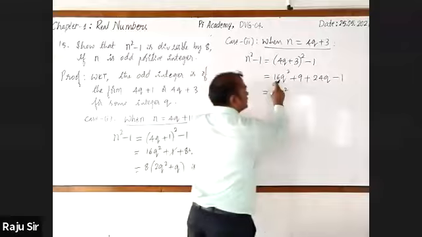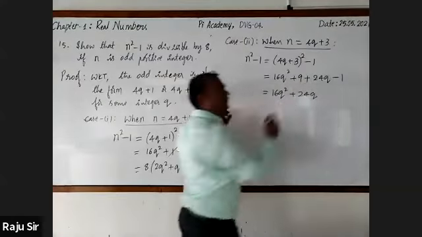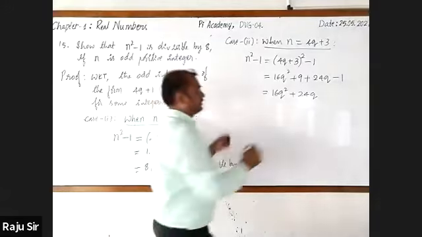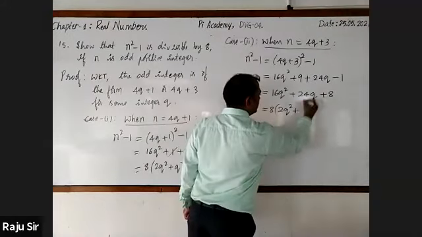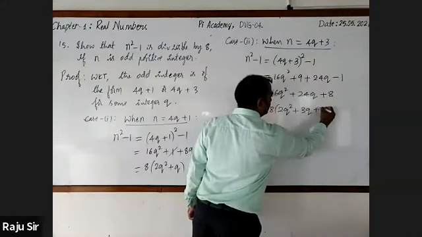Observe 16q square plus 24q as it is. What is 9 minus 1? 8. Now can we go for taking 8 as common factor? Yes, sir. Right. 8 into (2q square plus 3q plus 1).